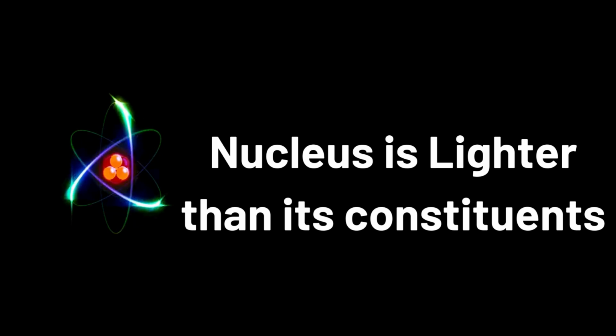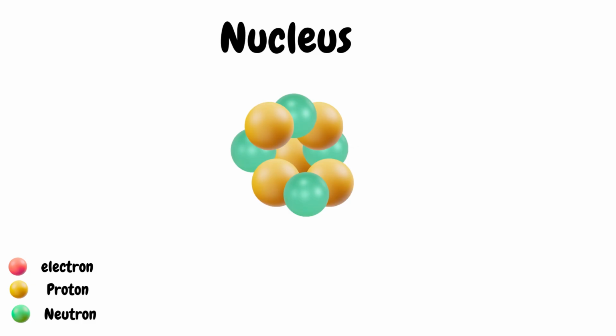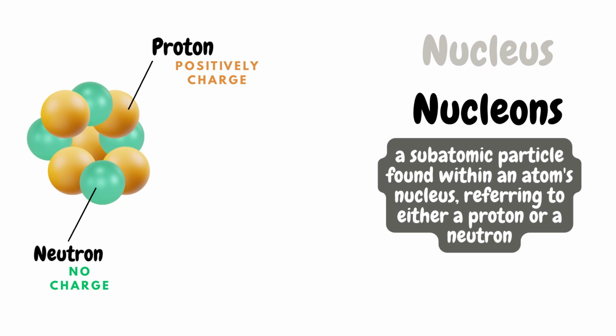To figure this out, let's do a quick refresher on the atom's core. At the center, you've got the nucleus. It's this tiny, incredibly dense ball of particles. And it's made of two things: protons, which have a positive charge, and neutrons, which have no charge. Together, they're just called nucleons, and they make up pretty much all of an atom's mass.